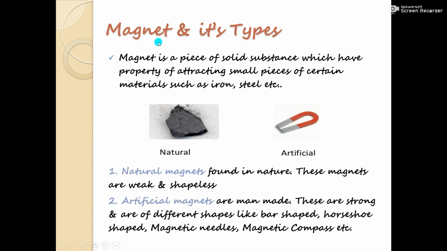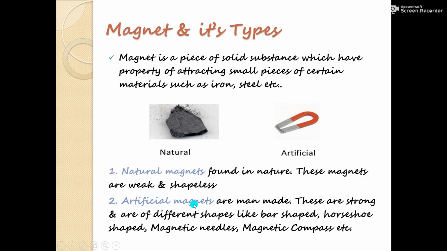Let us see what are the magnet and their types. Magnet is a piece of solid substance which has the property of attracting small pieces of certain materials such as iron, steel, etc. Here you can see the types of magnet. One is the naturally available and the second one is the artificial. The natural magnets are found in nature. These magnets are weak and shapeless.